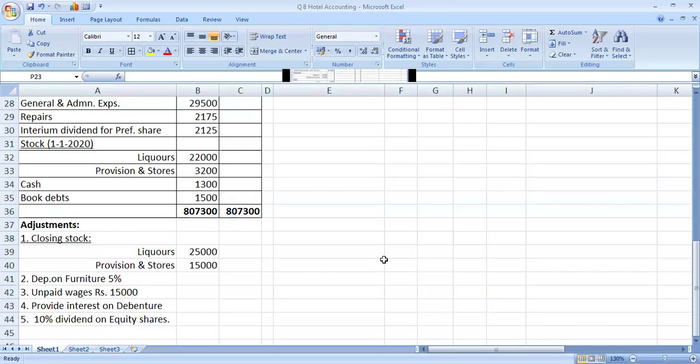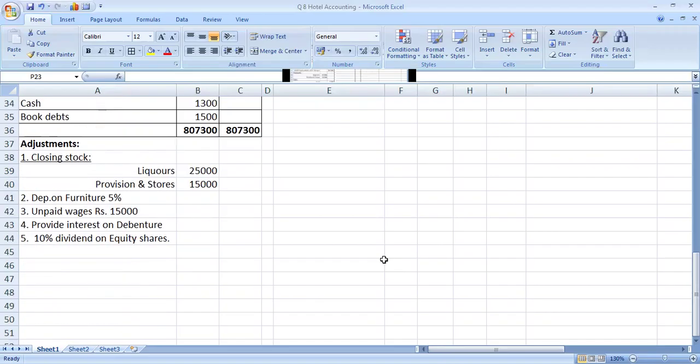The effects of closing stock: in the profit and loss account, it is deducted from purchases on the debit side, and the second effect is on the balance sheet asset side under the heading of current assets. Adjustment number 2, depreciation on furniture 5%, deducted from furniture, and the second effect goes to the profit and loss account debit side. Adjustment number 3, unpaid wages, rupees 15,000. Add in wages, and the second effect is shown on the balance sheet liability side under the heading of current liabilities.